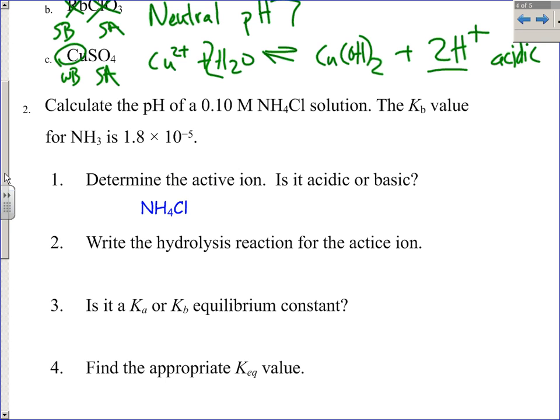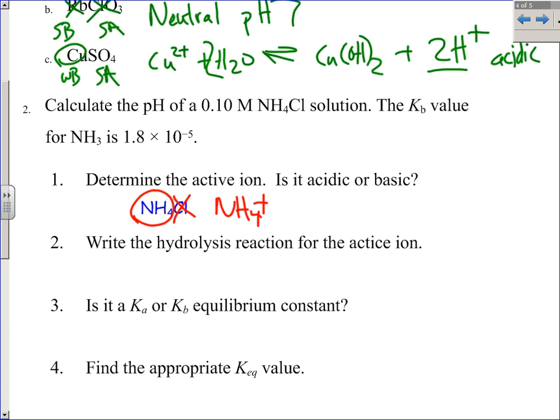So if it says calculate the pH of a 0.10 molar ammonium chloride solution, and then it gives me a Kb for NH3, in order to calculate that pH, I have to go through and think about a few things. First, I need to determine the active ion. Now remember, I had ammonium chloride, and I know chloride comes from HCl. That's a strong acid, so that's going to be negligible from acid-base behavior. But ammonium hydroxide is not one of my strong bases. So this is going to be my active ion. So determine the active ion, well, that's going to be NH4 plus.